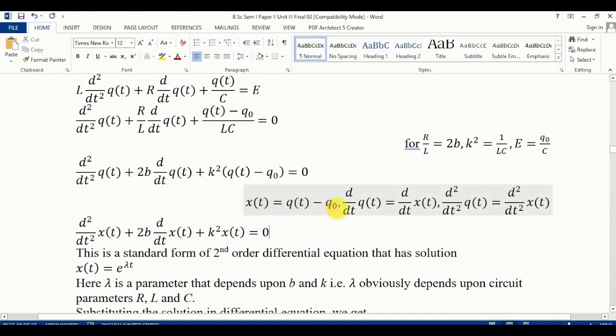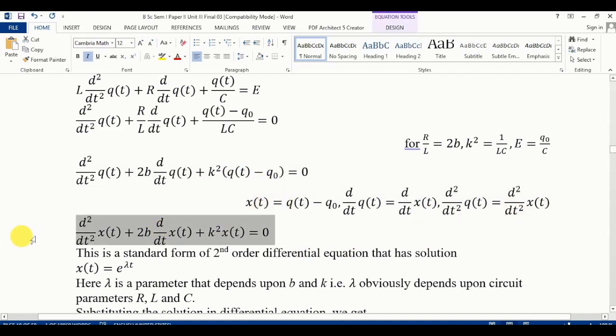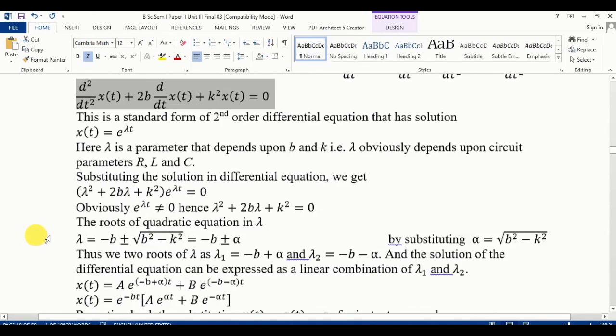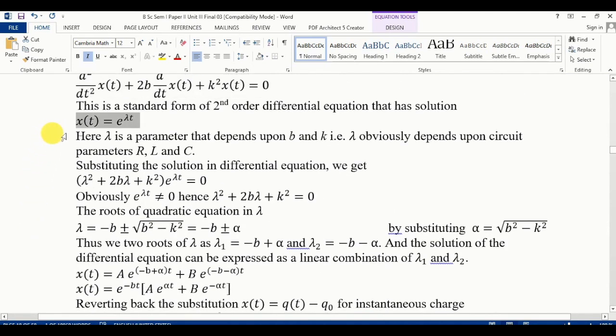Q0 being a numerical value, the time derivatives will be simply replaced by x of t, and here we'll get rid of this q of t minus q0, and this differential equation becomes a simple differential equation which is of second order. It has a standard solution, x of t equal to e to the power lambda t, and lambda is a parameter which depends upon b, k, and obviously b and k depend upon R, C, L of the circuit.